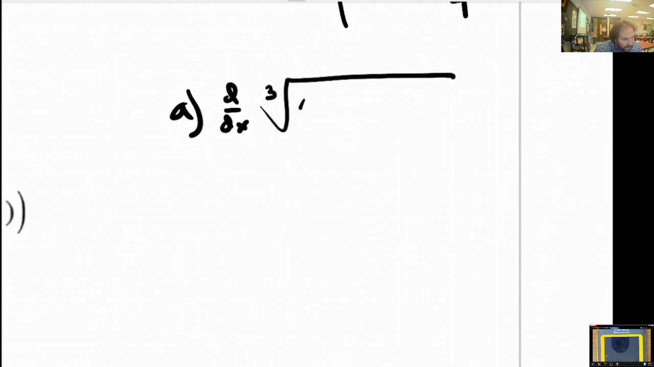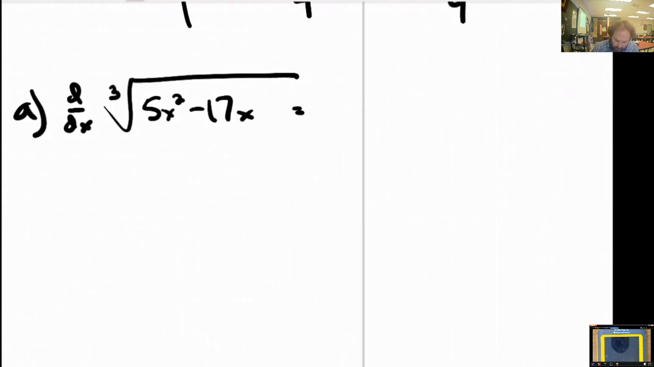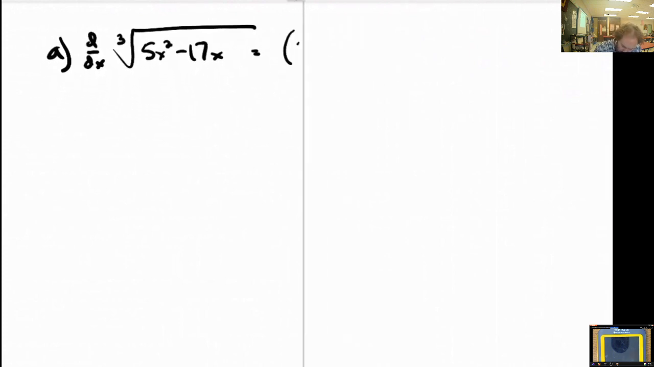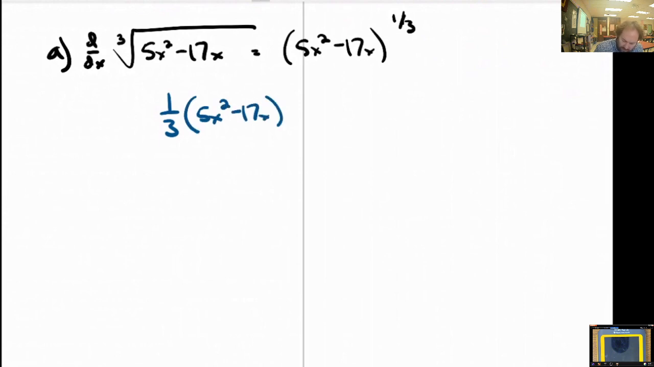For question A, we're looking for the derivative, d/dx, of the third root of 5x squared minus 17x. Or, what I like to say is, I would write this as (5x squared minus 17x) to the 1/3 power. Whenever you can think about it like that, it makes your derivatives easier because you can just use the power rule. So our derivative will be 1/3 times the original inside, 5x squared minus 17x, all raised to the negative 2/3 power, because when you drop 1/3 down by 1, it becomes negative 2/3.